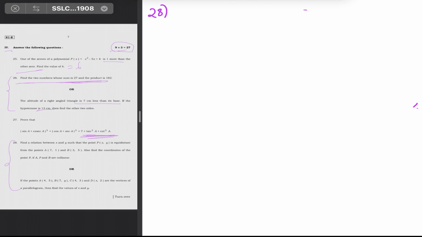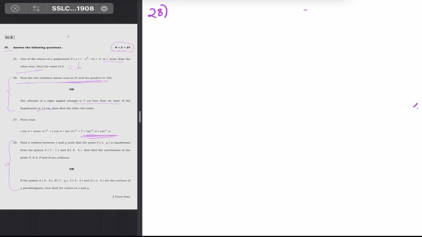First, what they have given is that the point P of x comma y is equidistant from these points. So we have to find the relation. First, let us find the relation. After that, we will find the coordinates of the point P. So we will divide this into two parts. First step is finding the relation between x and y. Second part is we are going to find the coordinates of the point P.